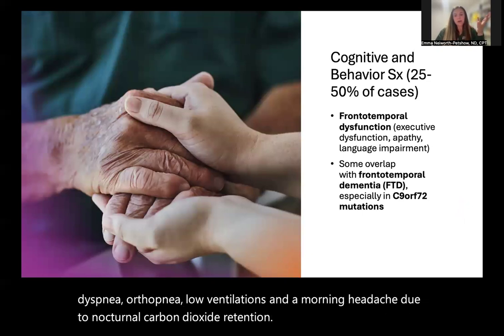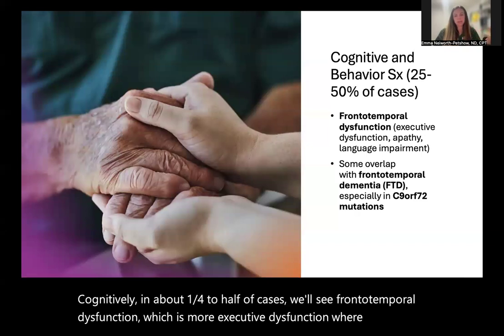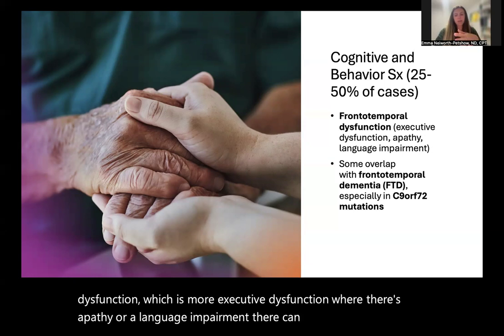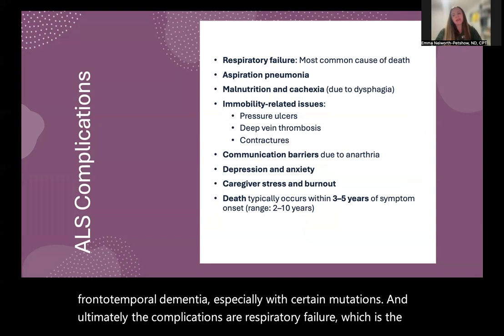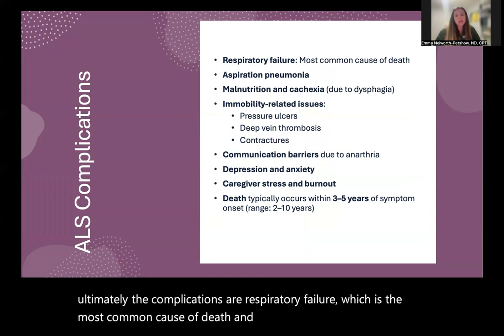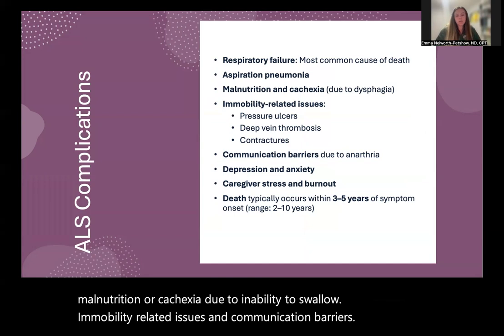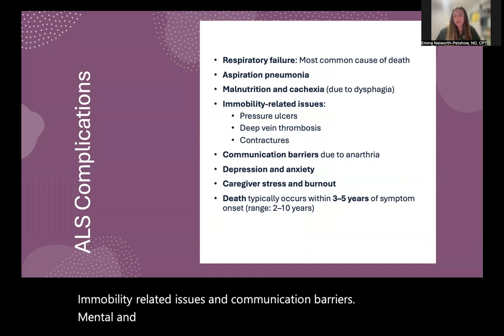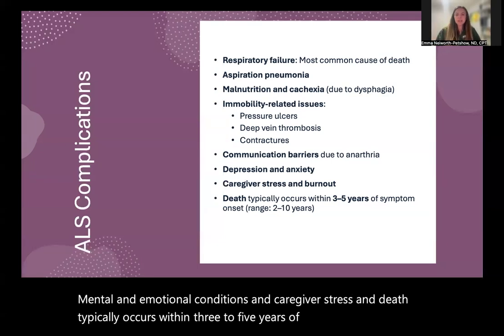Cognitively, in about a quarter to half of cases, we'll see frontotemporal dysfunction, which is more executive dysfunction where there's apathy or a language impairment. There can be some overlap with frontotemporal dementia, especially with certain mutations. And ultimately, the complications are respiratory failure, which is the most common cause of death, and aspiration pneumonia, malnutrition or cachexia due to inability to swallow, mobility-related issues and communication barriers, mental and emotional conditions, and caregiver stress. And death typically occurs within 3 to 5 years of symptom onset, but the range is a little bit wider than that.